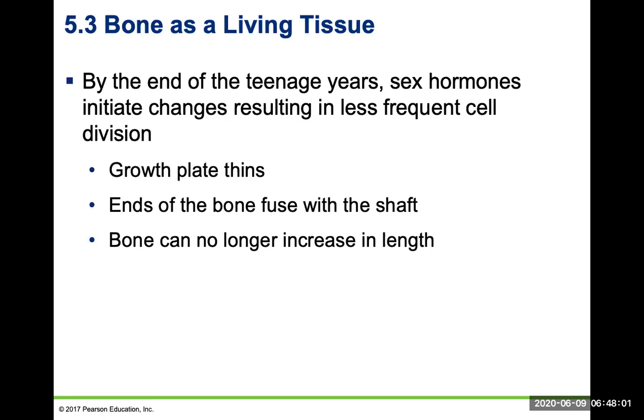So the growth plate will start to thin, you just won't grow as much. The ends of the bones will fuse with the shaft, and the bone can no longer increase in length. And we know that at the end of puberty, at the end of our teenage years, we're pretty much as tall as we're going to get.